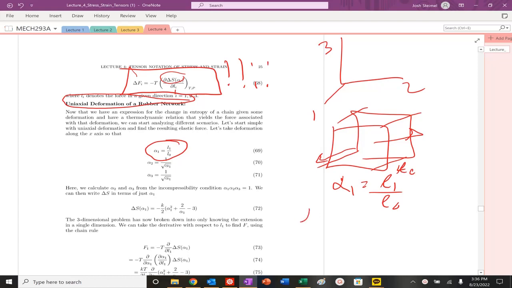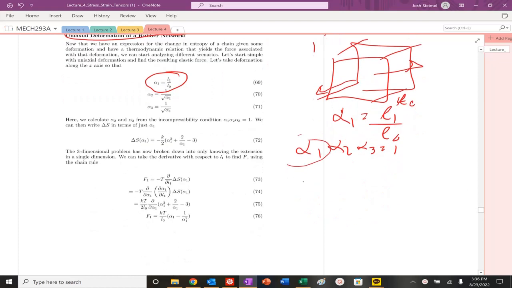So remember, I have my alpha 1 times alpha 2 times alpha 3 must be equal to 1. I've already defined what alpha 1 is, so actually I could put it right here, L1 over L naught. And I know that when I pull in the one direction, there's nothing stopping the other 2 and 3 directions from compressing, right? Because when I pull here, the other material is going to shrink in here. We're going to assume this material is isotropic, behaves the same, so this will be the same.